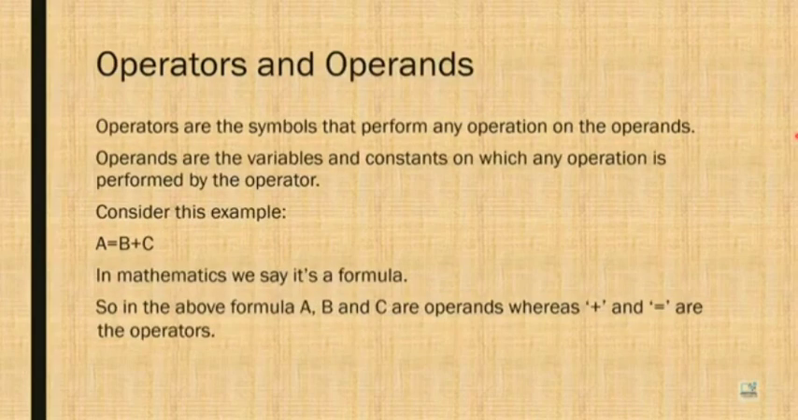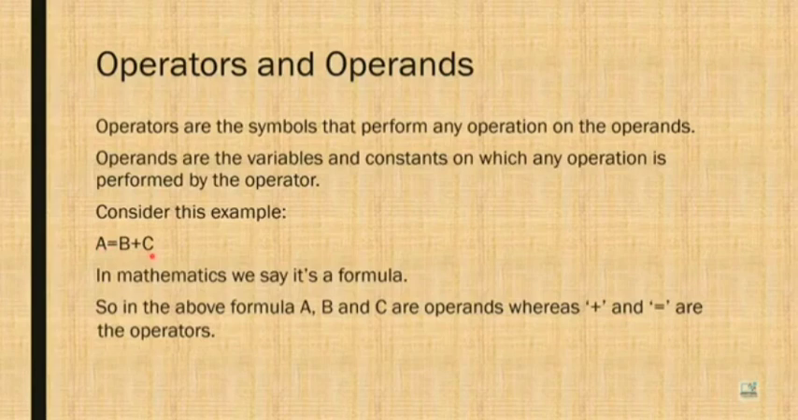Next is operators and operands. So we can say that operators are the symbols that perform any operation on the operand. Operands are the variables and the constants on which any operation is performed by the operator. Now take this example, A equal to B plus C. In this example we are adding B and C, and then we are storing the sum in the variable A. So in mathematics we say it is formula, right? So in this formula, the variables A, B and C, they are also known as operands.